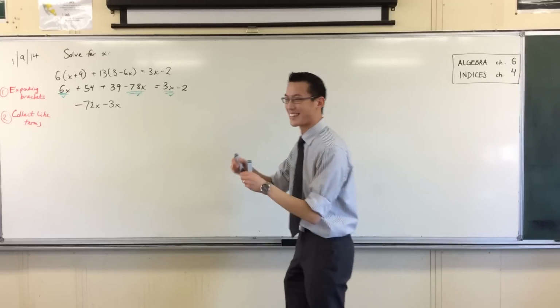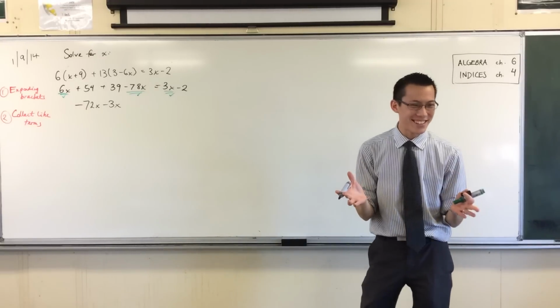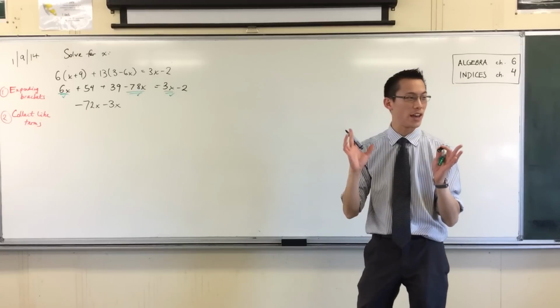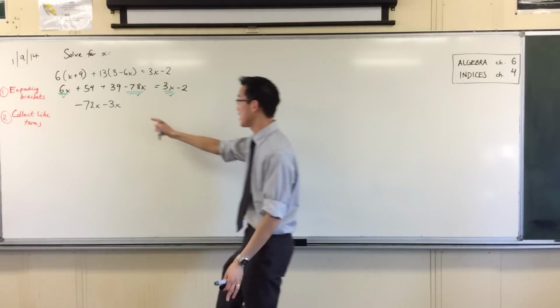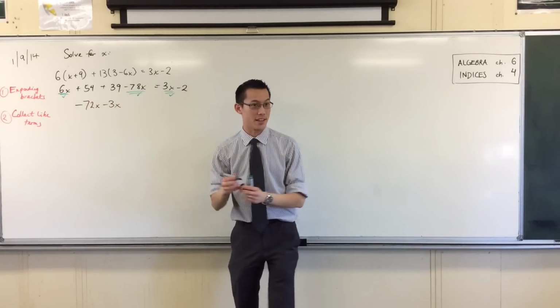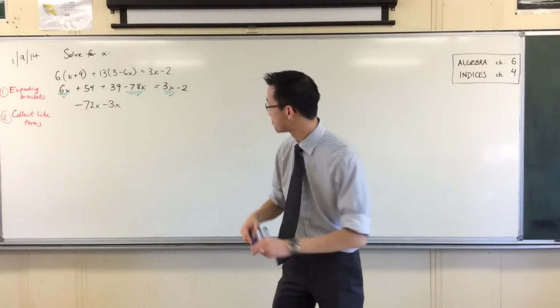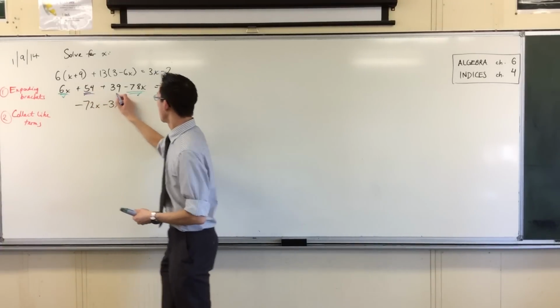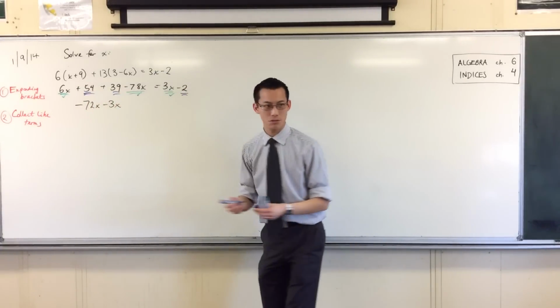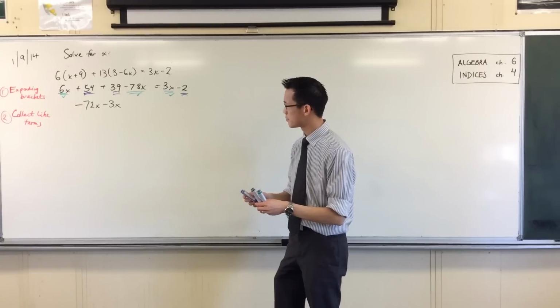That is not helpful. Okay, now what do we do? I've got to collect not just the x terms, but I'm going to collect all of these numbers in here, right? Okay, so another color. So I've got my 54, my 39, and a negative 2 over there. Okay.